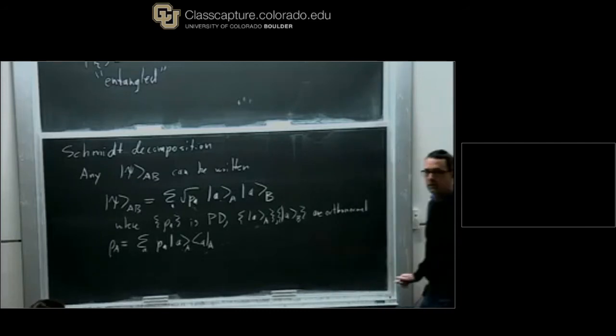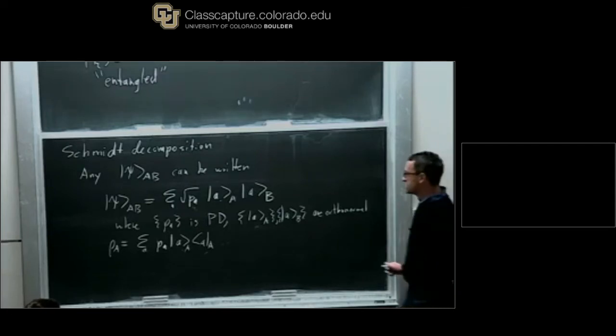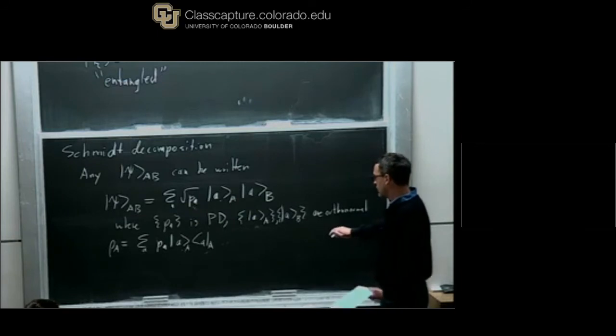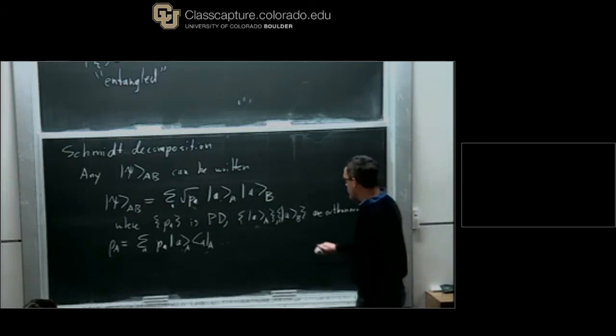Are you assuming A and B are the same Hilbert space? No. So then why can't I take something like a 2 times delta of R? Good. Oh, good. Thanks for the question.